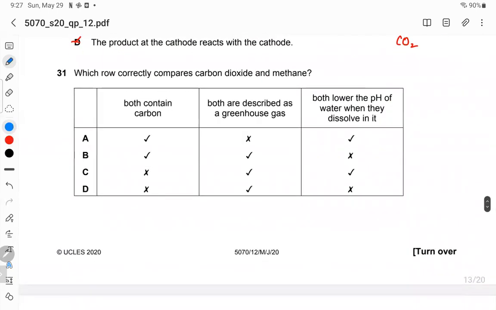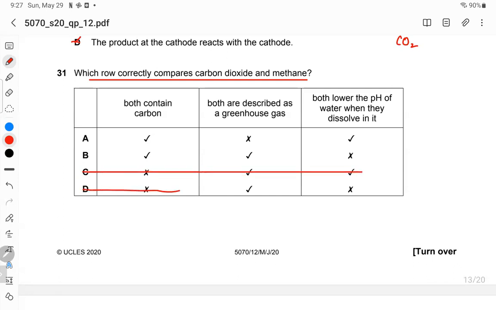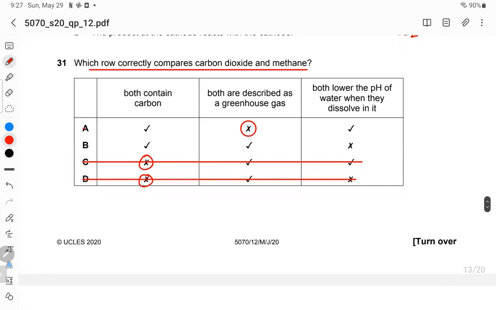Okay, question number 31. Which option correctly compares carbon dioxide and methane? Both contain carbon. Yes, so on that basis I can easily mark C and D wrong, because they say that both do not contain carbon. Both are described as greenhouse gases. Yes, carbon dioxide and methane both are greenhouse gases. And here they have given us wrong information, so it goes wrong over here. So B is the correct answer.